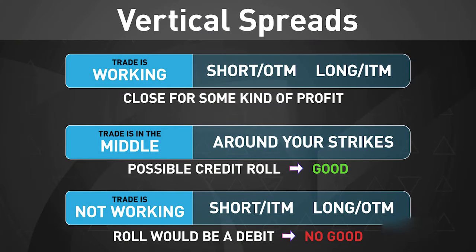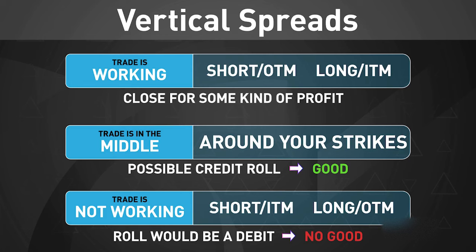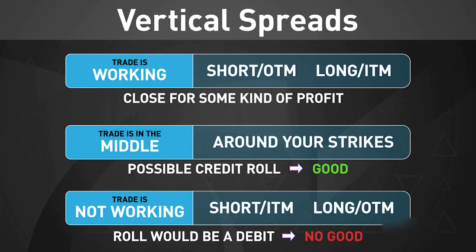So vertical spreads are fairly straightforward. If the trade is working, so a short vertical spread is out of the money or a long vertical spread is in the money, you should be able to close the trade for some kind of profit, which is usually preferred at that time over rolling. Now, what if the trade is kind of in the middle? So it's not really working, but it's also not really not working. That's where you can usually roll for a credit. If the trade isn't working, so the short vertical spread is in the money or the long vertical spread is out of the money, this is where you'll likely have to pay a debit to roll the strategy. So that is a no-go.